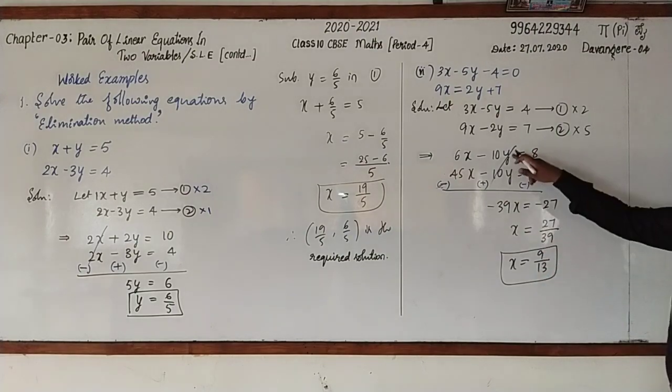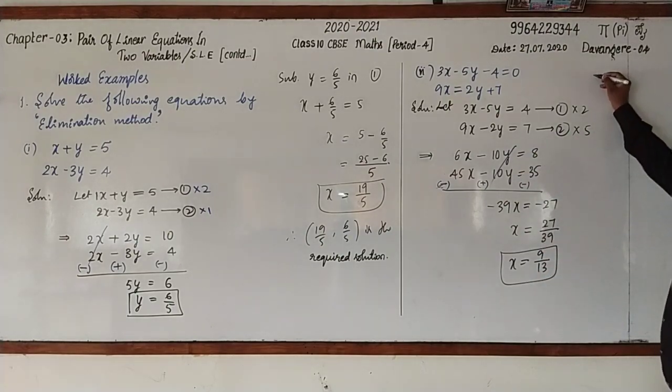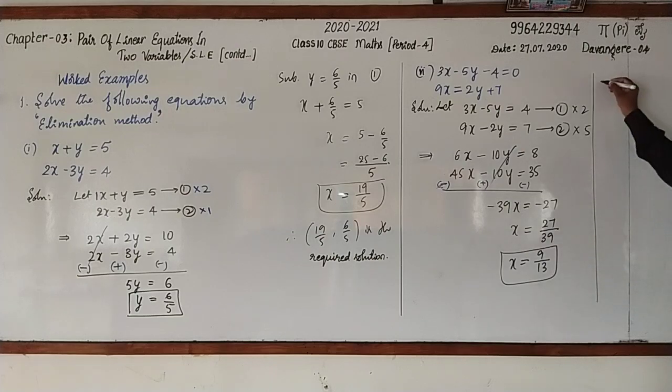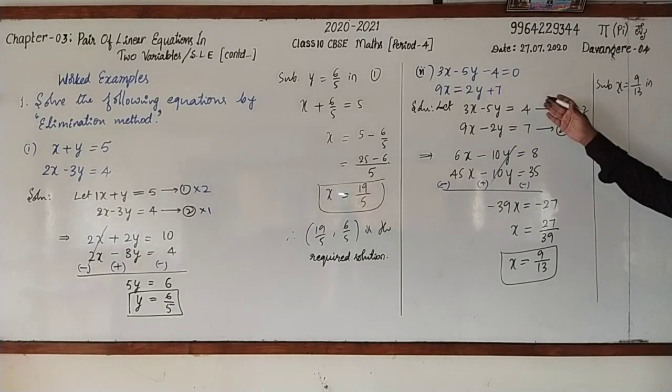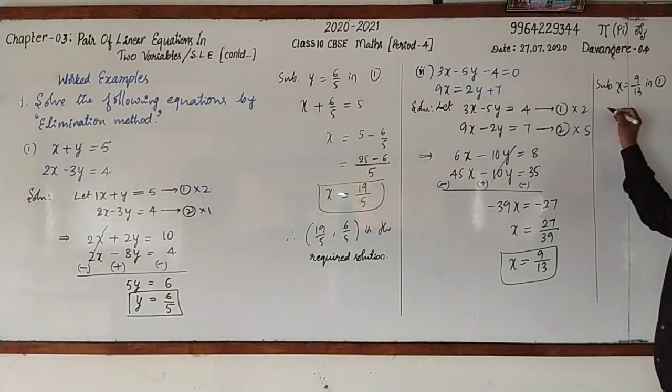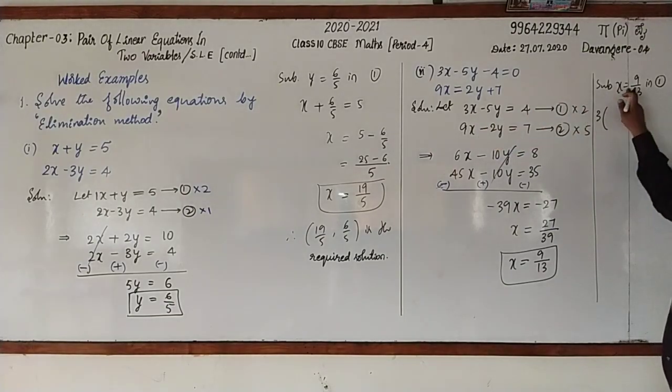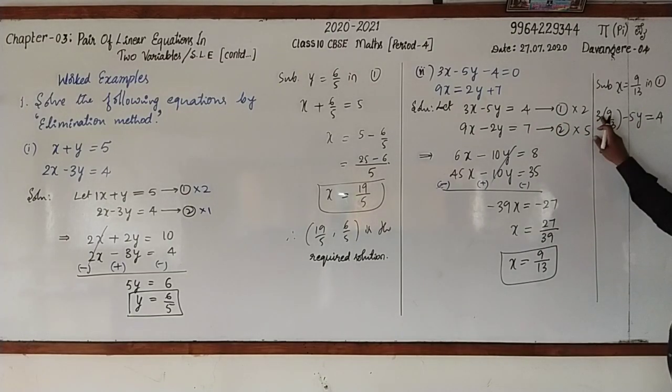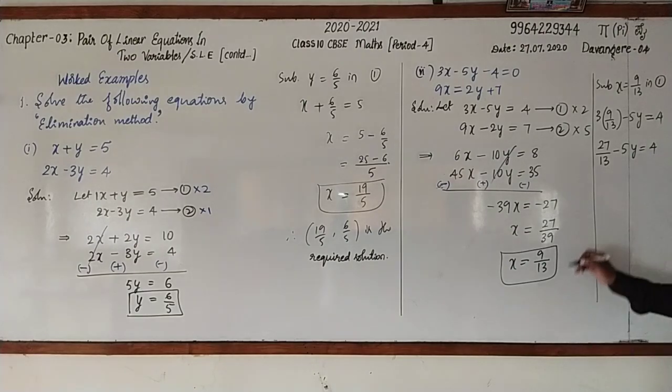Next, we have to find out y. So it should be substituted in any one of these two equations. Here I will go for writing. Substitute x equal to 9 by 13 in either 1 or 2. Anyone can be taken. Let us take 1 only. Now 3 into what is x? 9 by 13, minus 5y is equal to 4. Next, 9 3s are 27. 27 by 13 minus 5y is equal to 4.